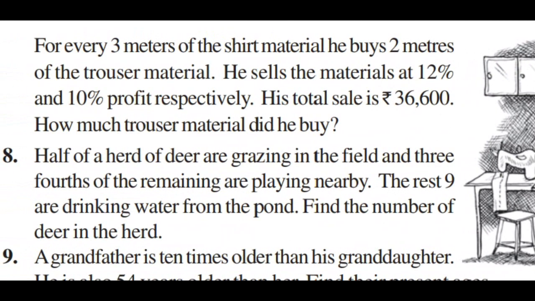For every 3 meters of the shirt material, he buys 2 meters of the trouser material. That is, in the question, it is not given how much total trouser material or shirt material he bought. We know the cost of 1 meter trouser material and 1 meter shirt material. Instead of giving the total amount of material, it is given that for every 3 meters of the shirt material, he buys 2 meters of the trouser material.